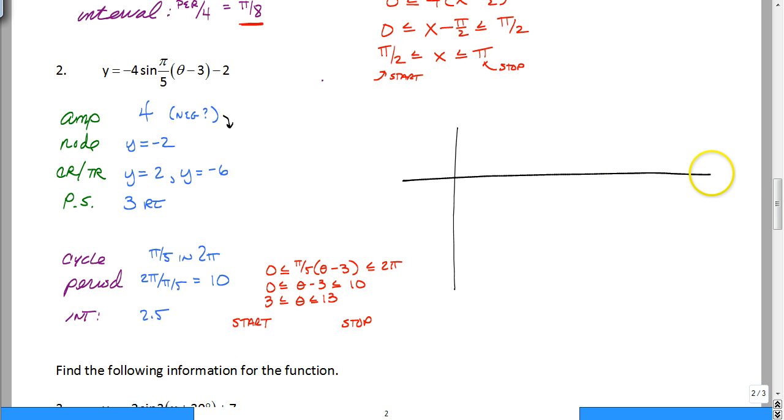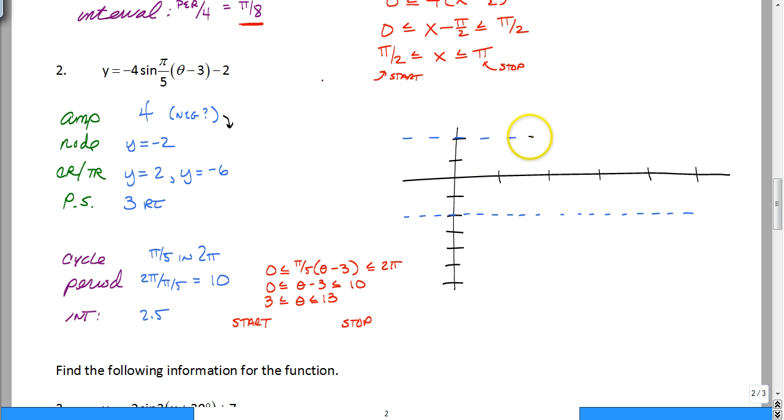Now, of course, if you don't know how to predict that, you can just do the same size every time. We're going to do a high of 2 and a low of -6. And we're going to have our 1, 2, 3, 4, 5 tick marks to the right. Your amplitude is 4 because your node is at -2. That will get you your node line.